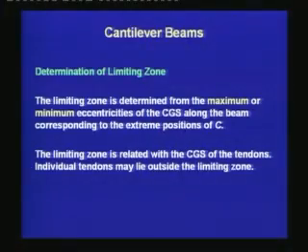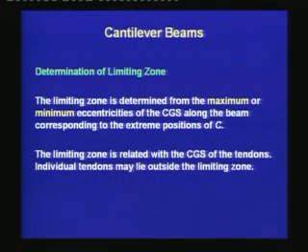The limiting zone is determined from the maximum or minimum eccentricities of the CGS along the beam corresponding to the extreme positions of C. Thus, once we know the extreme positions of C, we can determine the corresponding maximum and minimum eccentricities of the CGS at a particular section, and when we draw the loci of these maximum and minimum positions along the length of the beam, we determine the limiting zone.